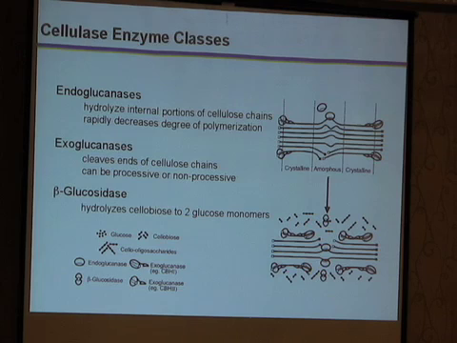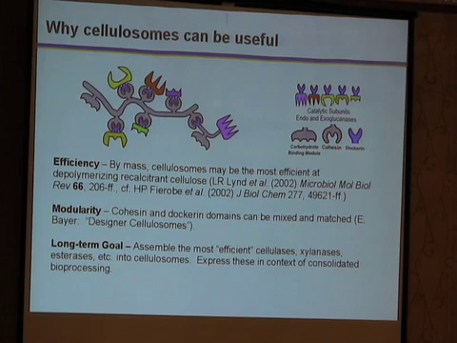So cellulosomes, we think, might be a useful way of organizing those enzymes because of their potential efficiency. By mass, it's thought that cellulosomes might be the most efficient at depolymerizing crystalline cellulose, not microcrystalline cellulose. There are a couple of studies that suggest this, although it hasn't really been proven in fact, but it's something that we're very interested in trying to understand.